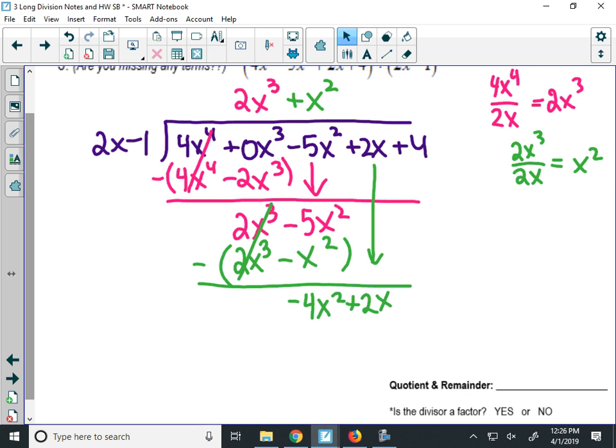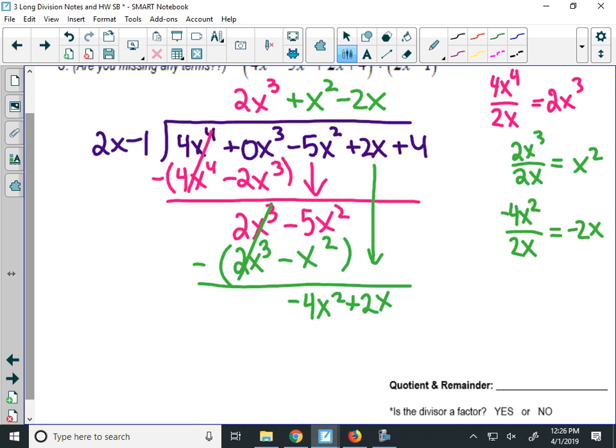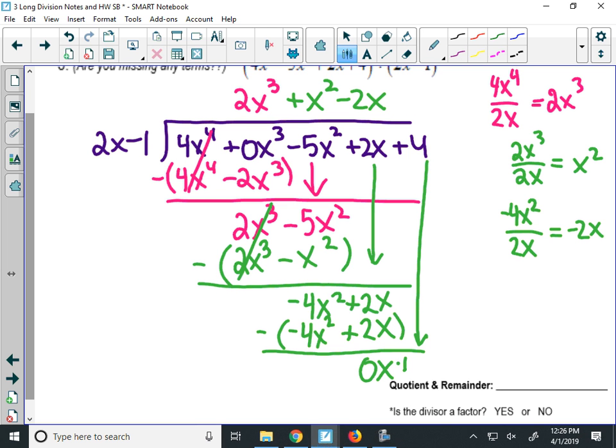Let's see. Negative 4x squared divided by 2x. Negative 2x. Negative 2x times 2x is negative 4x squared, plus 2x. But what happens there when I subtract? It gets me a 0, but I want to still leave a 0x there for a second because I still have to bring down the 4. What do you think is going to happen when I do the 4? There's going to be a remainder.